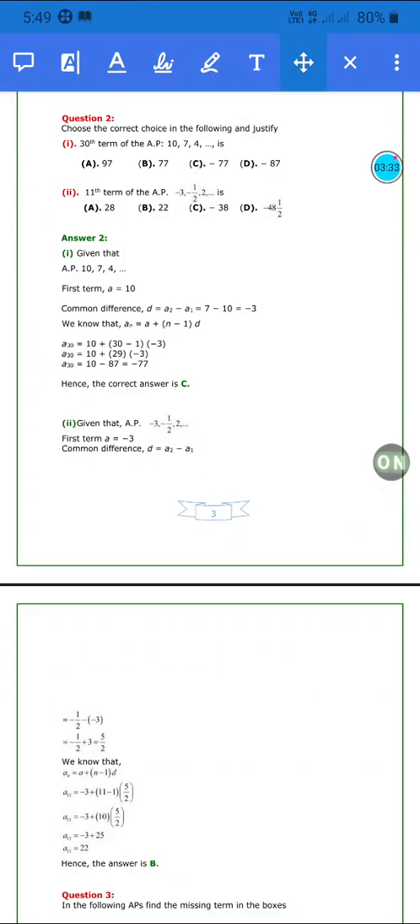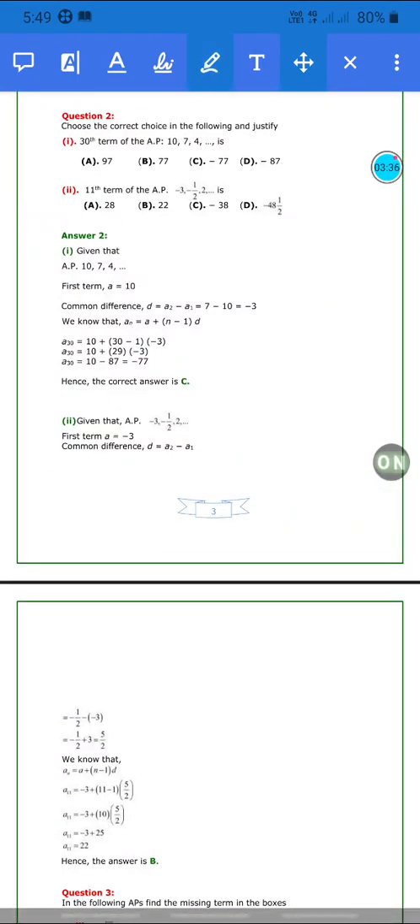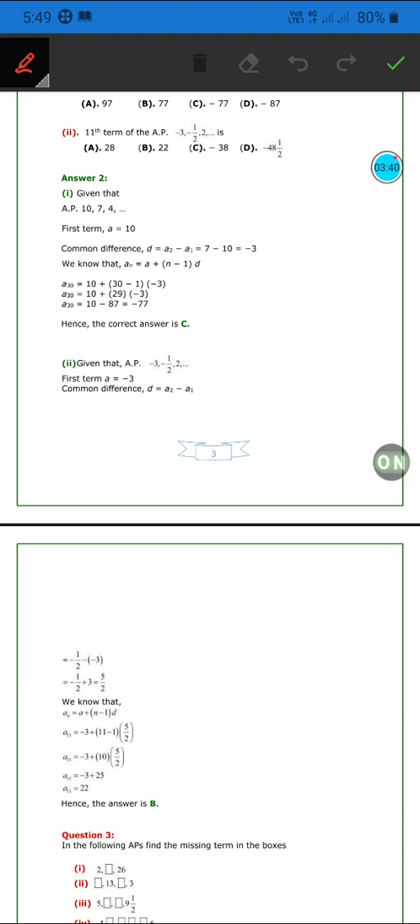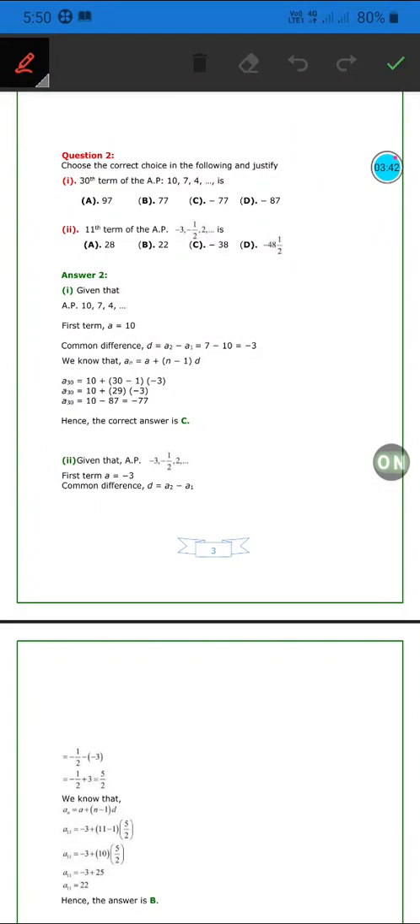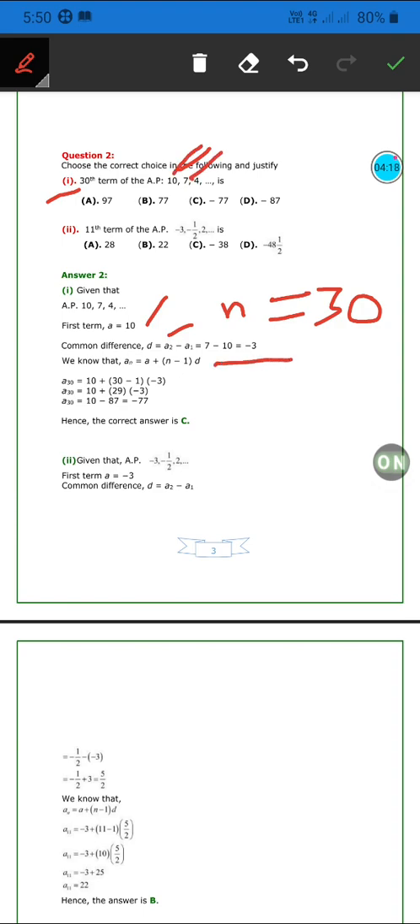In the second main question, the first question: the 30th term means n is equal to 30. The first term a is equal to 10, and the number of terms n equals 30. Next, the common difference d is the second term minus the first term, 7 minus 10, which is equal to minus 3. The common difference is minus 3.